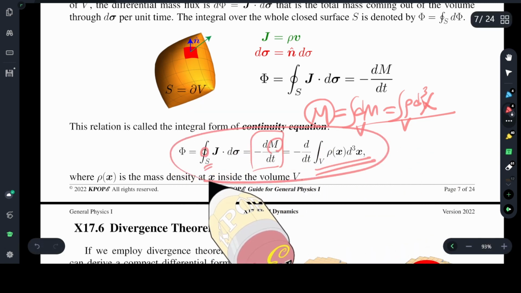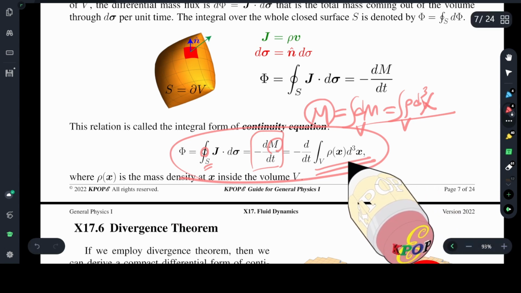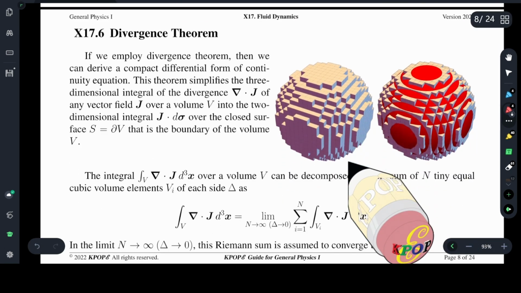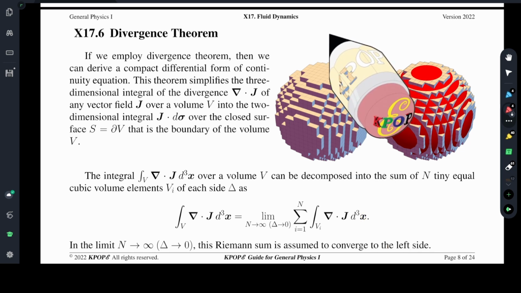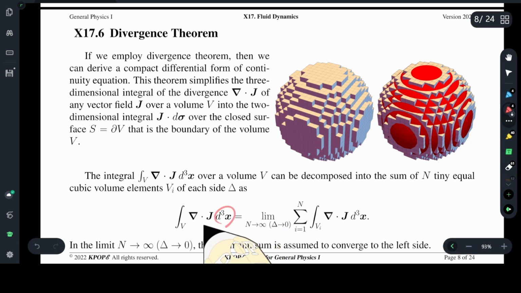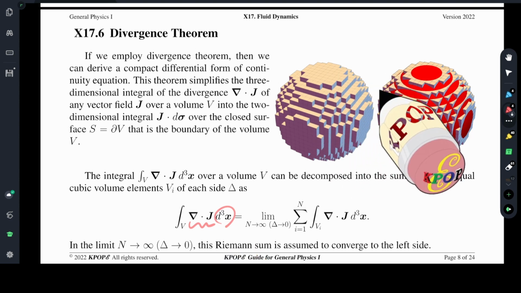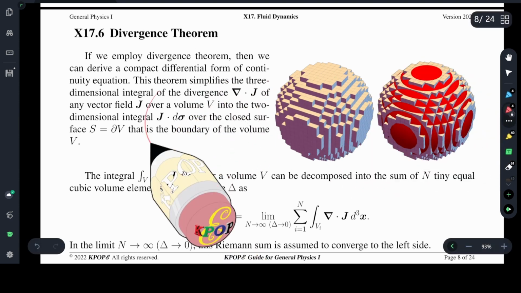This is the continuity equation in integral form. Next, we consider the divergence theorem. The divergence theorem is related to the volume integral of the divergence of a vector field. That is arbitrary. Any well-defined vector field over the space enclosed by this closed surface.